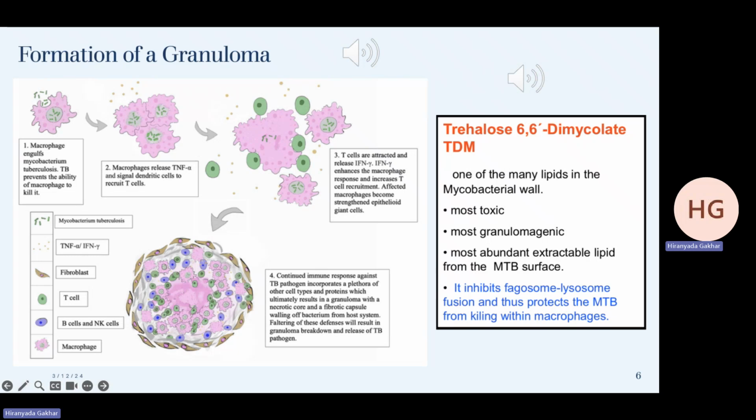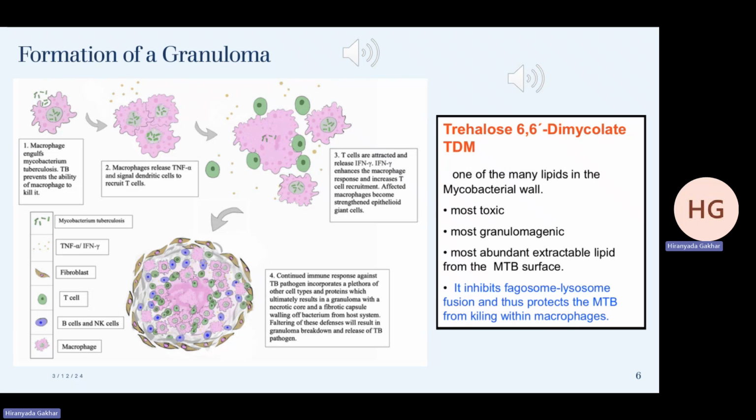Since we are talking about Mycobacterium tuberculosis, it is also important to note that there is a molecule called the trehalose 6,6 dimycolate, which is also called TDM. This is one of the many lipids in the mycobacterial cell wall. The function for this is that it is so toxic that it also potentiates the formation of the granuloma. It is the most abundant extractable lipid from the surface and the cell wall of the mycobacterium.